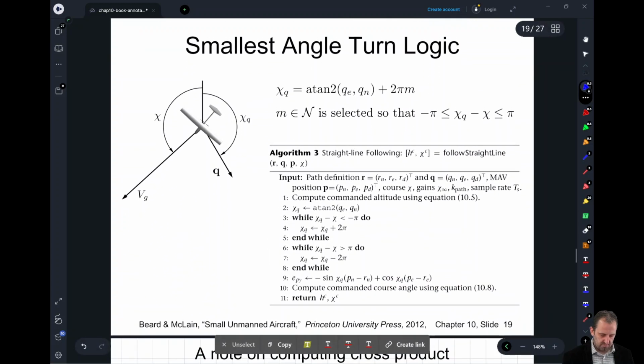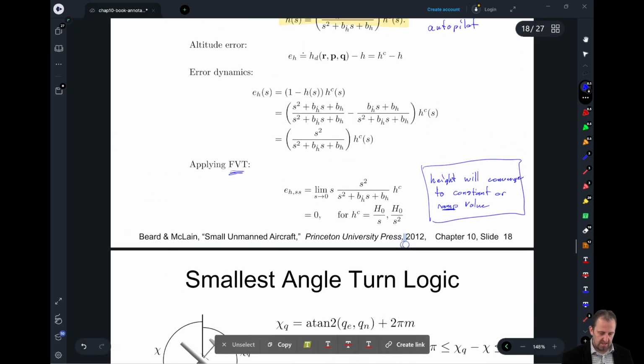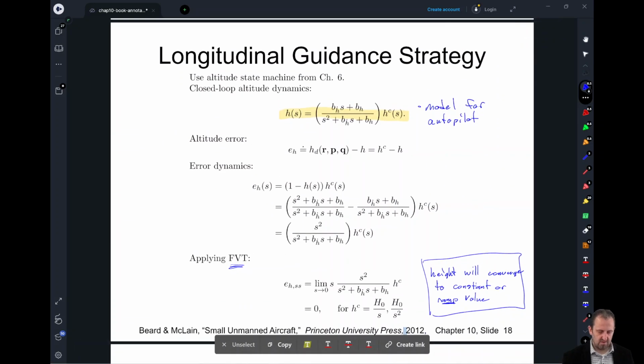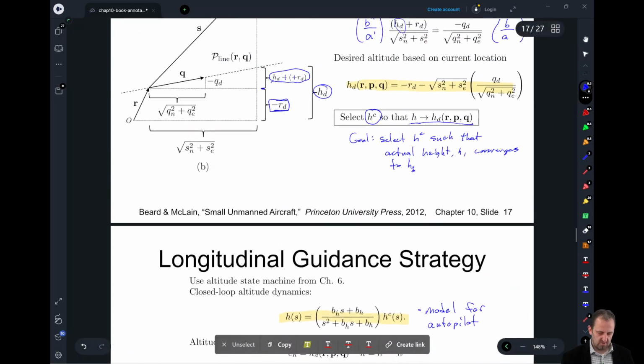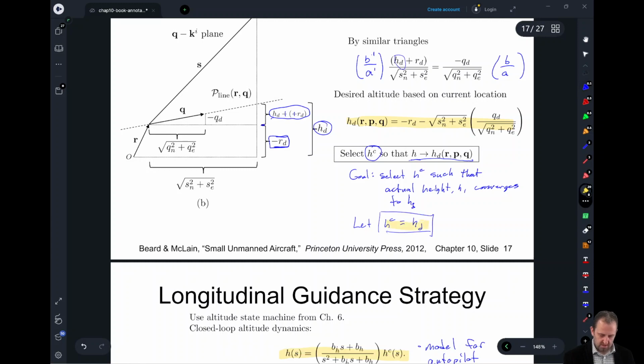So there are a couple other things that we need to worry about. First, we now have our control signal. We'll just let h sub c equal h sub d. So that's going to be our control command.